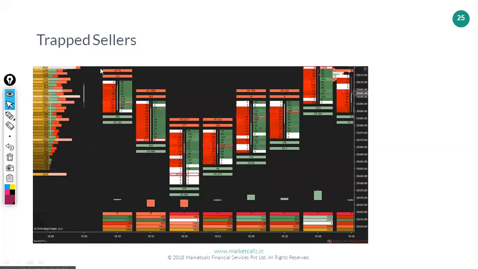Again, this is one of our examples of a trap seller. So there is a trap seller which was coming over here. And then price started bouncing back. But the same day, the price revisited it again.